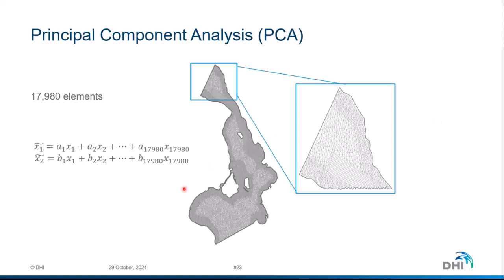And in our specific case, for the Øresund case, we have a lot of mesh elements. In this case, we have almost 18,000 elements. And if we just consider each of those as 1 dimension, we can say we have an 18,000 dimensional space to represent our data.